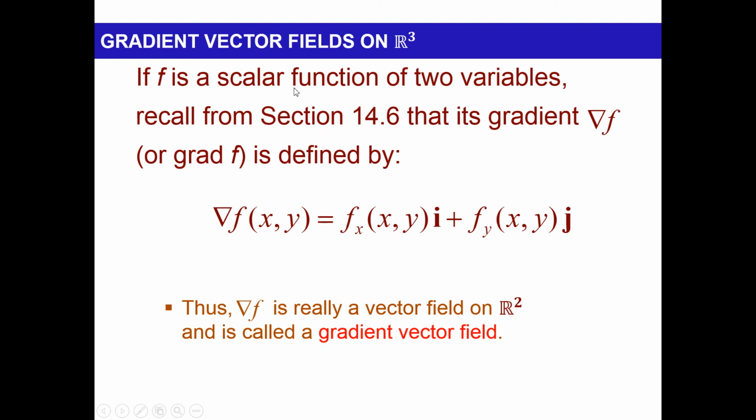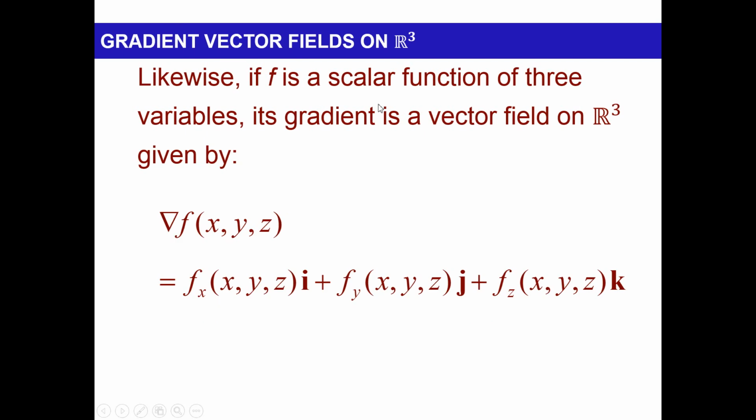If f is a scalar function of two variables, recall from section 14.6 that its gradient, del f, is defined by del f equals the partial derivative of f with respect to x times i plus the partial derivative of f with respect to y times j. i and j are unit vectors in the direction of x and y respectively. So del f is a vector field on R squared and is called the gradient vector field. Likewise, if f is a scalar function of three variables, its gradient vector is defined by this, right?